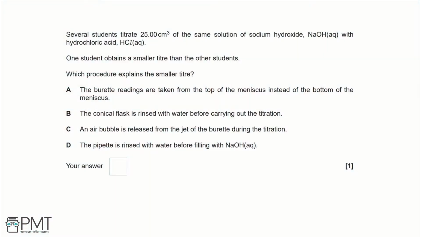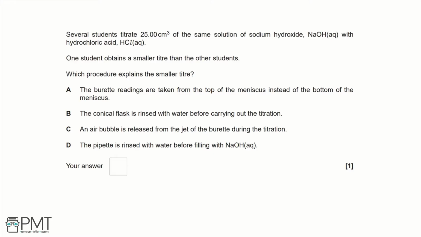Several students titrate 25 centimeters cubed of the same solution of sodium hydroxide, NaOH aqueous, with hydrochloric acid, HCl aqueous. One student obtains a smaller titer than the other students. Which procedure explains the smaller titer?